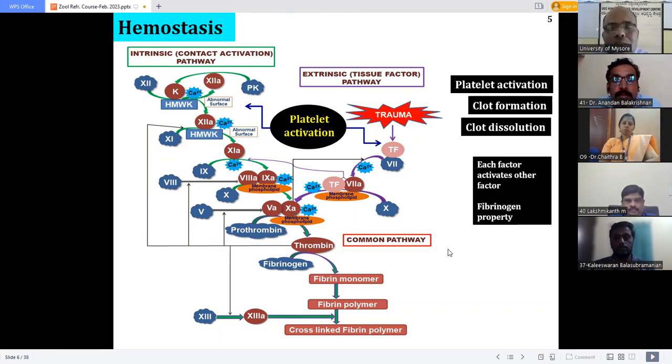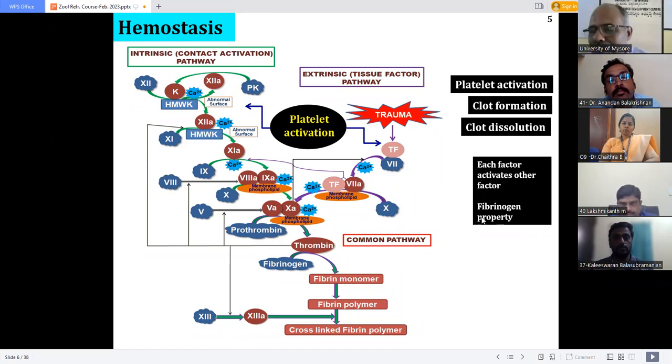And the interesting feature associated with these pathways is that each factor involved in any of these pathways is activated through limited proteolysis. That is, each factor is activating the other factor through limited proteolysis. If you want to know what limited proteolysis means, you can ask me a little later.